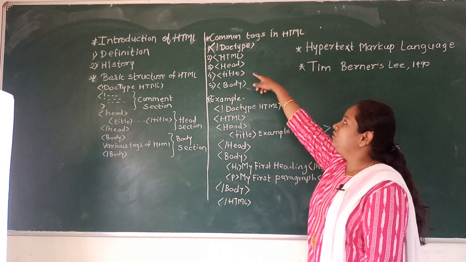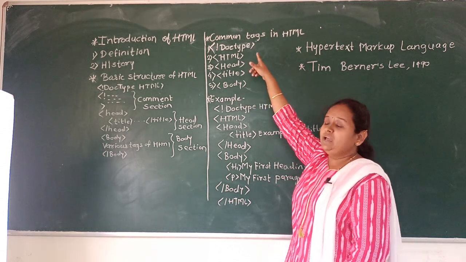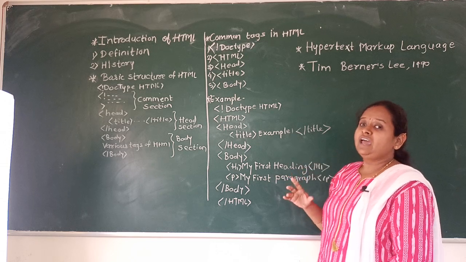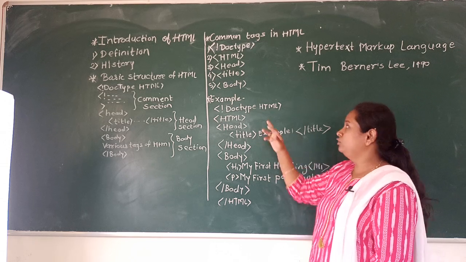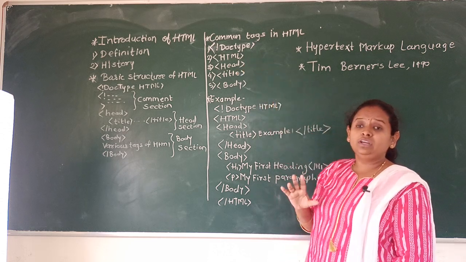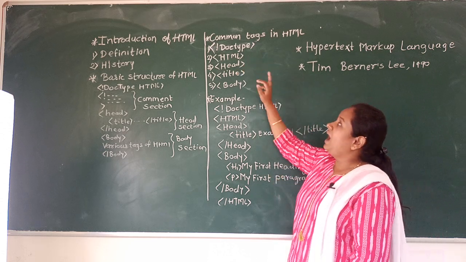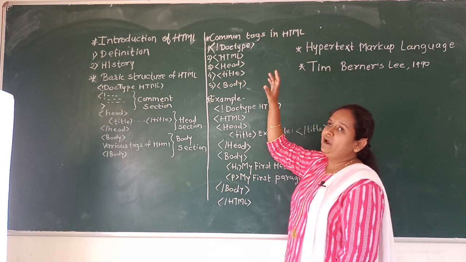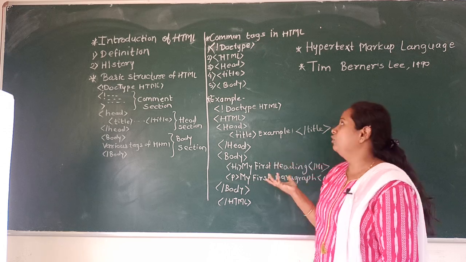Then here are the common tags we are using in HTML: doctype, HTML, head, title and body. First is doctype. The doctype tag is used for specifying which language and which version we are using for the document. Then the HTML tag. The HTML tag is the root element of the document. And then the head tag. The head tag is used for providing the heading section of that document.